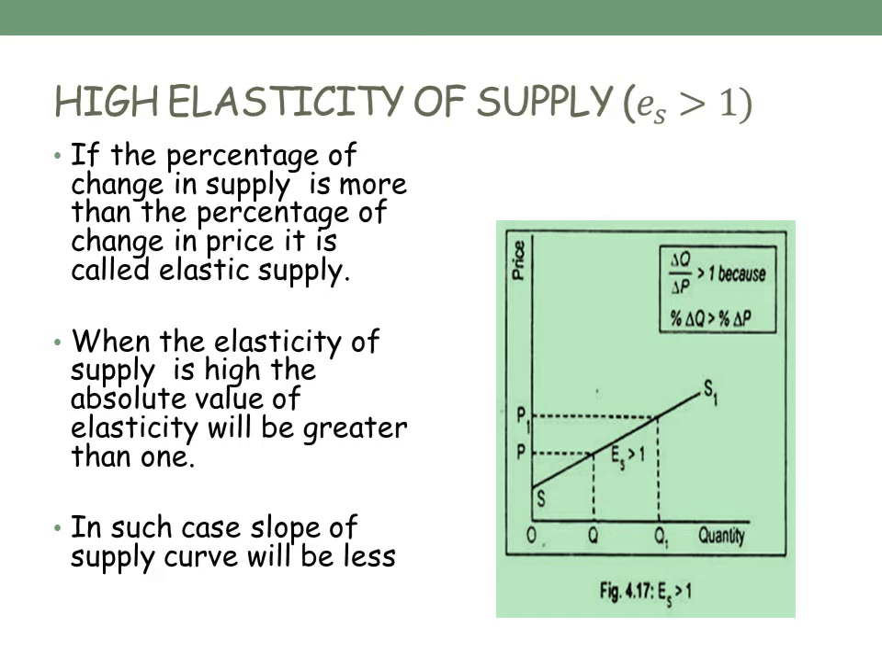For example, if you are increasing the price by 10% and that causes an increase in supply of up to 30%, that's called a high elasticity of supply. The percentage change in supply is more than the percentage change in price. Here the value of elasticity will be greater than 1, and in these cases, the slope of the supply curve will be less.